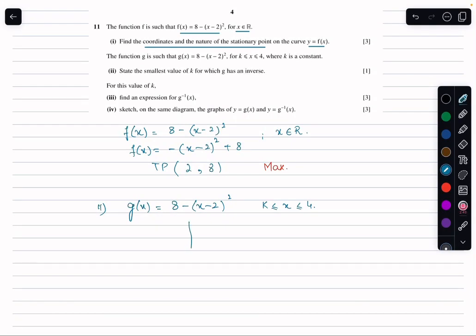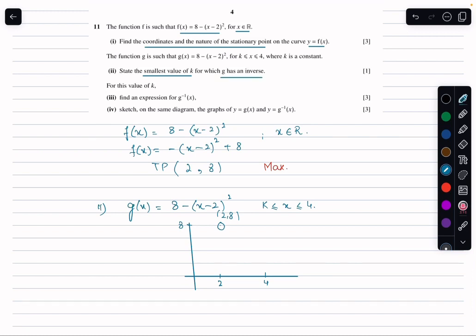and now it's getting defined for k less than or equal to x less than or equal to 4. Then this means, let's say (2, 8) was of maximum nature at this point, so it has to be up till the value which is 4. And to define it for k less than or equal to x less than or equal to 4, we need the smallest value of k here for which g has an inverse.